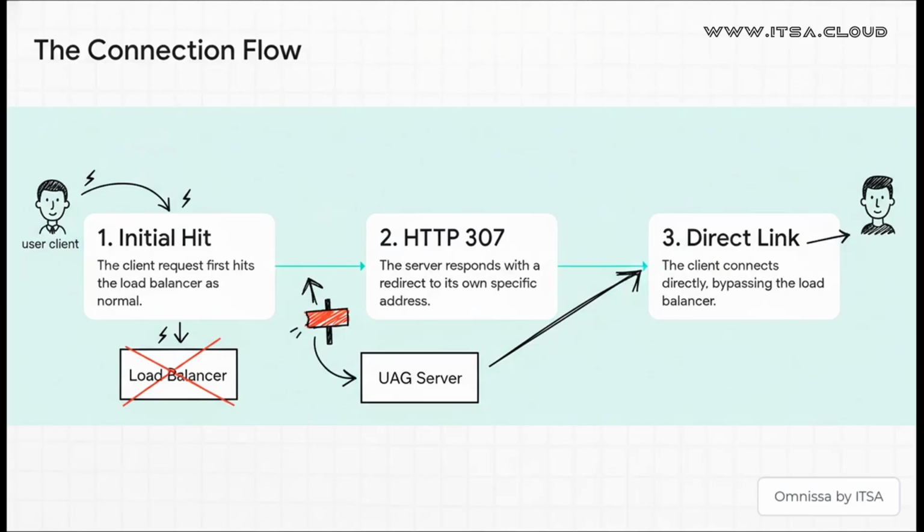First, the user's initial connection goes to the load balancer, just like it always does. Second, and this is the brilliant part, the UAG that gets that request immediately sends a message back to the client. It says, okay, great to meet you. Now, for everything else, connect to me directly at this specific address. That's the 307 redirect. And third, the client says, got it, and makes a brand new connection directly to that UAG, completely bypassing the load balancer from then on.